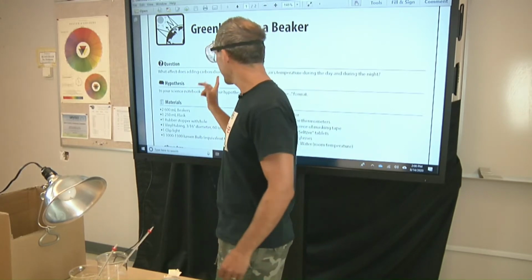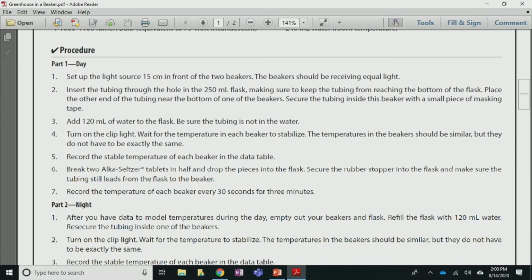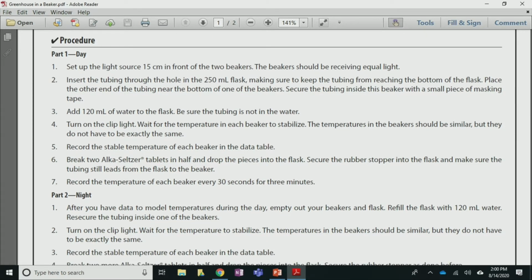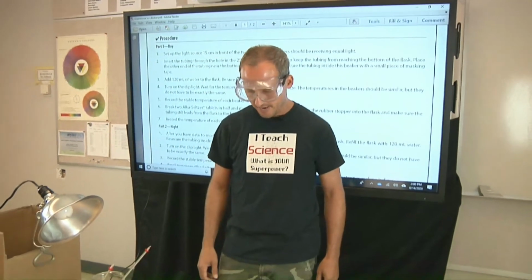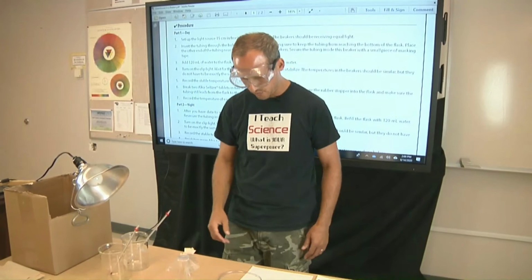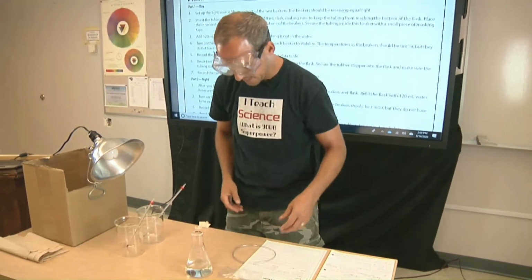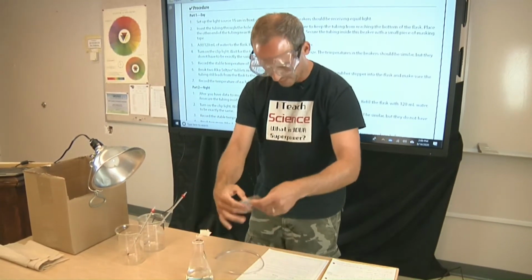Okay, so greenhouse in a beaker. Again, remember we're testing the effect. What does the effect of carbon dioxide in the air have on the air's temperature during day and night? Okay, so again, we were in the midst of putting this experiment together, and we've got our light source, we've got our beakers in place with thermometers, and we were just about to take a look at our Erlenmeyer flask, and we realized our stopper, the vinyl tubing didn't fit in it, so we made a little makeshift one here.